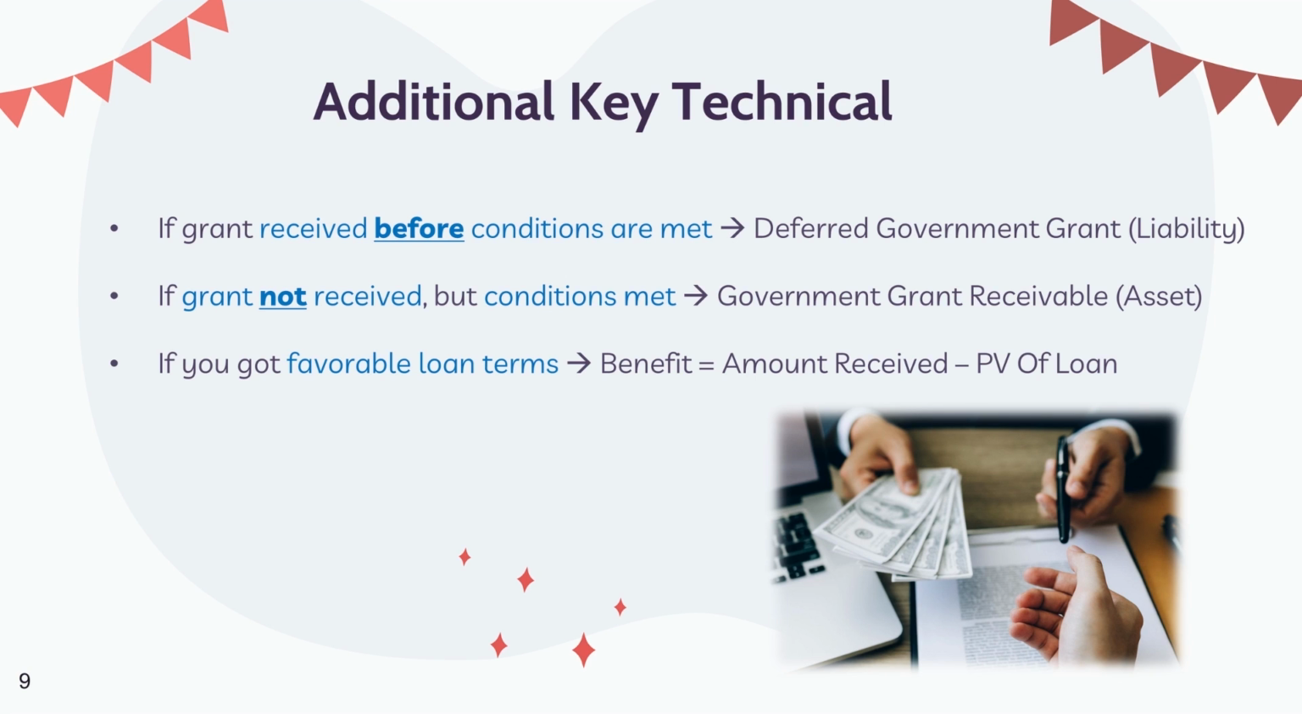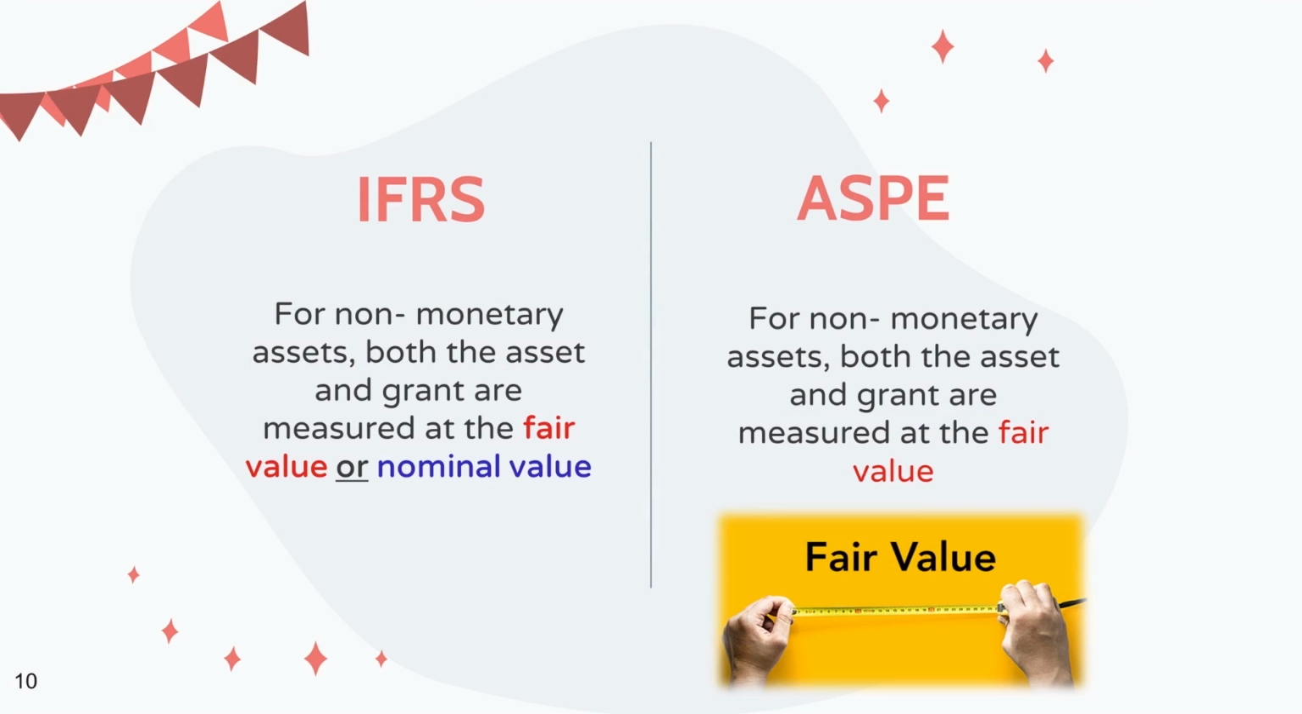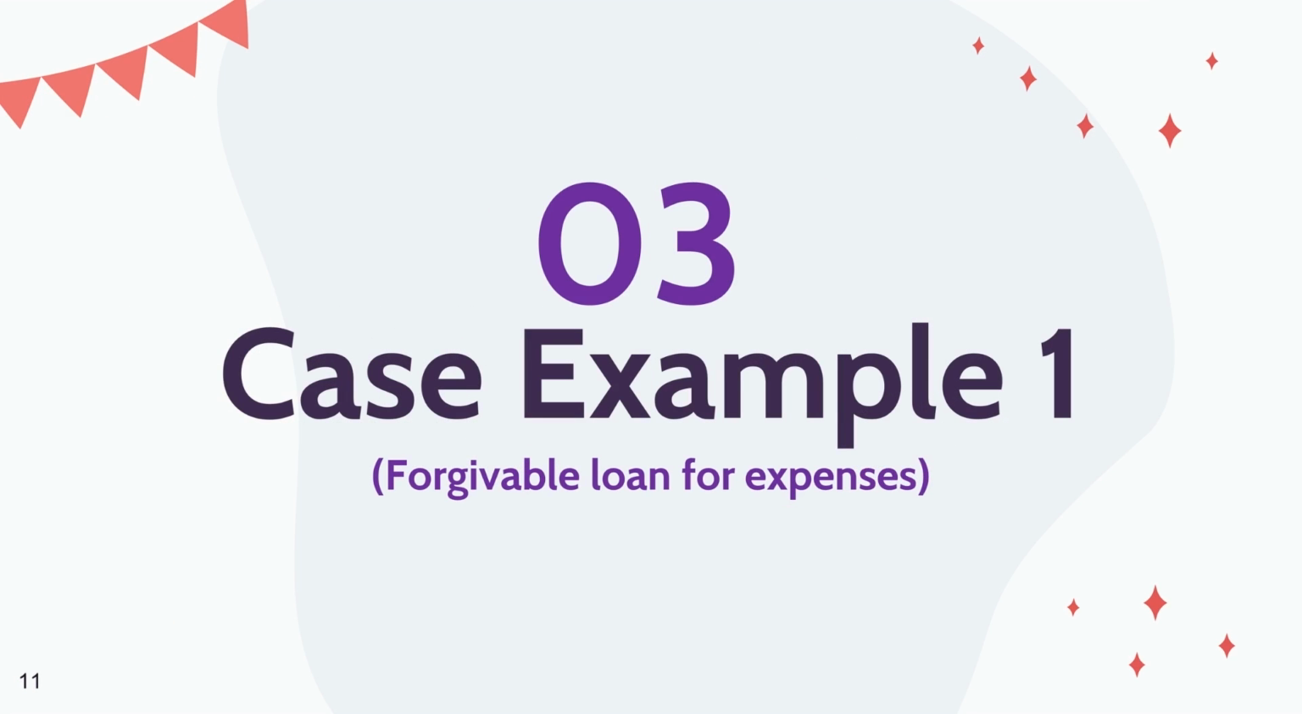If you have a favorable loan term, the benefit would be the amount received minus the present value of the loan. For those of you who want to know the difference between IFRS and ASPE when related to government grants, the key difference is that for non-monetary assets, IFRS allows you to record both the asset and the grant at either fair value or nominal value, whereas ASPE only allows you to record both the asset and the grant at fair value. So now let's look at our first case example.